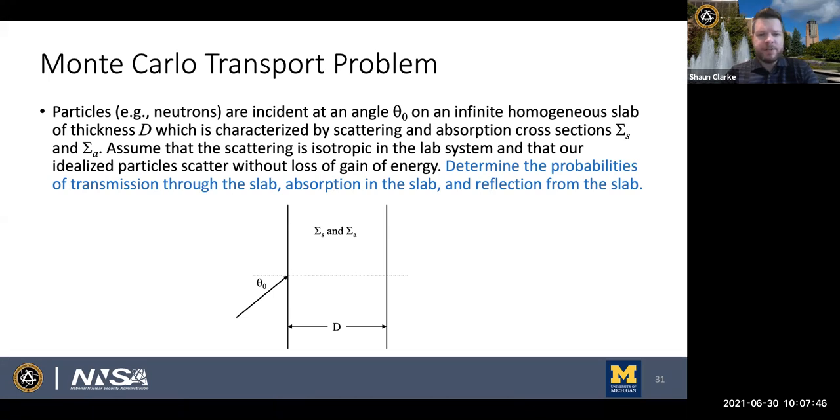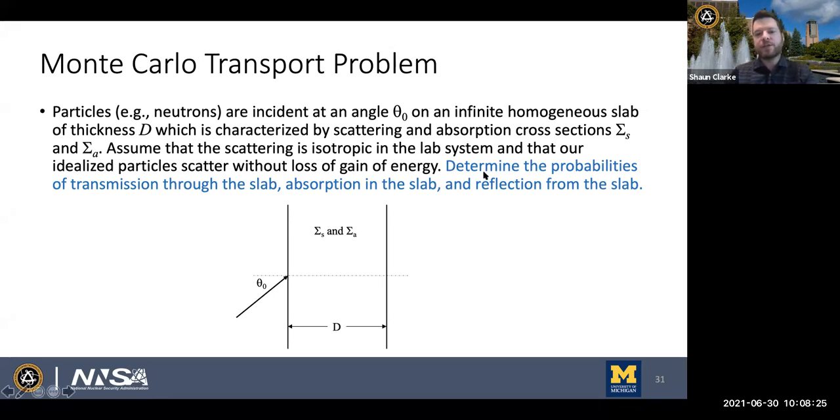We're going to assume scattering is isotropic in the lab system. And what this means is when a particle undergoes a scattering collision, any angle is equally probable for the outgoing angle, and that'll just simplify the random sampling that we're going to be talking about today. We're also going to make the assumption that once these particles scatter, they do not lose or gain energy, which is not a good assumption in reality. But in this case, again, what it'll do is allow us to really just focus on the random sampling piece and not worry so much about the details of the physics. So we're going to assume kind of an ideal scatter in which particles don't lose any energy.